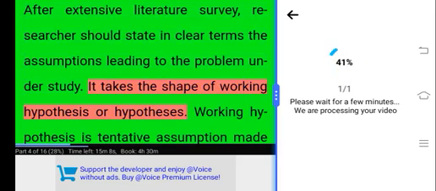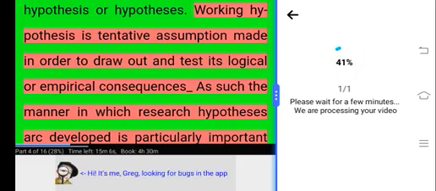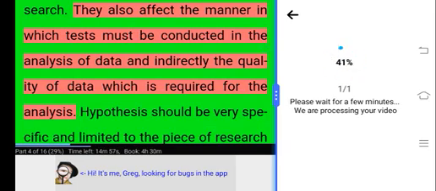It takes the shape of working hypothesis or hypotheses. Working hypothesis is a tentative assumption made in order to draw out and test its logical or empirical consequences. As such, the manner in which research hypotheses are developed is particularly important since they provide the focal point for research. They also affect the manner in which tests must be conducted in the analysis of data and indirectly the quality of data which is required for the analysis.